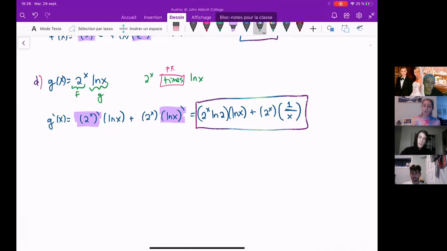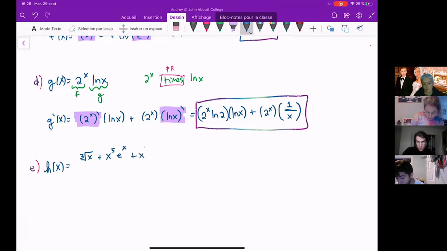Okay, we're going to do one that's a little bit different than this now, but that still involves a product rule. That's going to remind us again of some of the things that we did yesterday. So let's say that I have h of x is equal to the cubed root of x plus x to the 5th e to the x plus x squared ln x all over the square root of x.